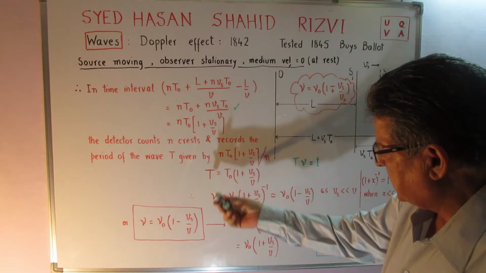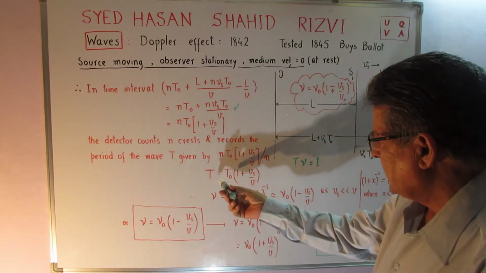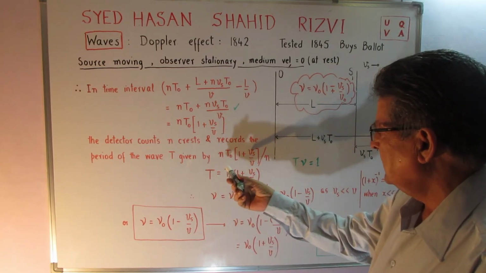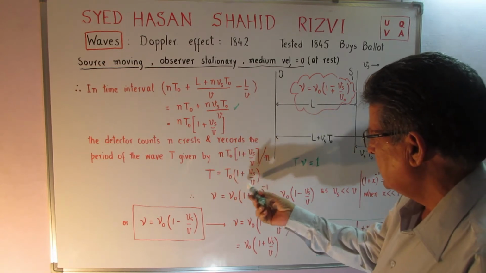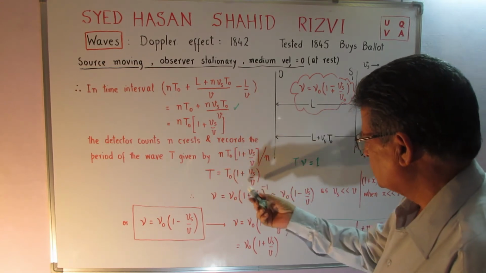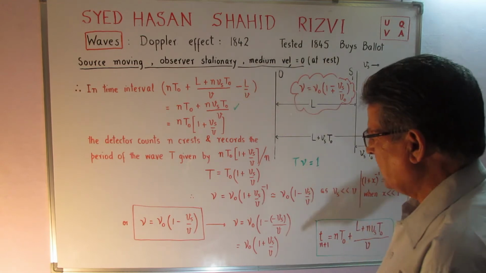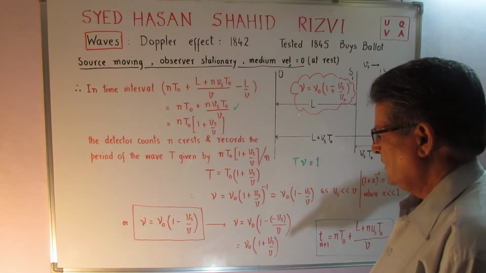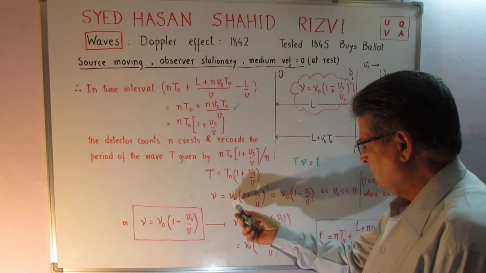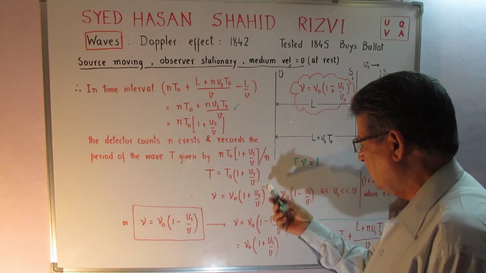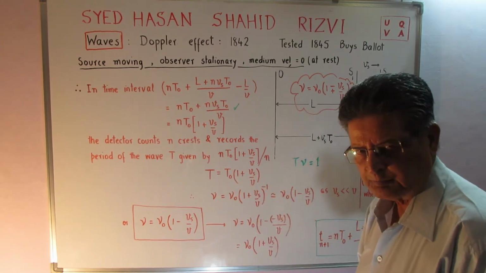If we invert that, I get 1 upon T is equal to 1 upon T naught times 1 upon this whole thing, which I can write easily, you are intelligent people, as nu is equal to nu naught times (1 plus Vs upon v) raised to the power of minus 1.